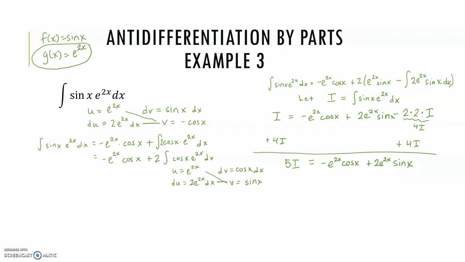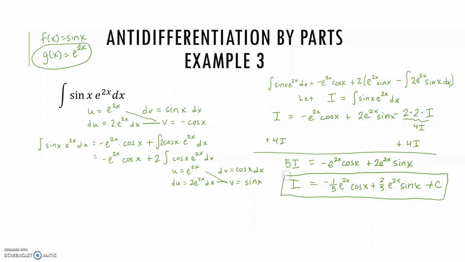And so that integral is done. I know what that integral is. I just need to throw a plus c after it and divide by 5. So I is equal to negative 1/5 e to the 2x cosine of x plus 2/5 e to the 2x sine of x plus c. I have solved for the integral I was trying to solve for.